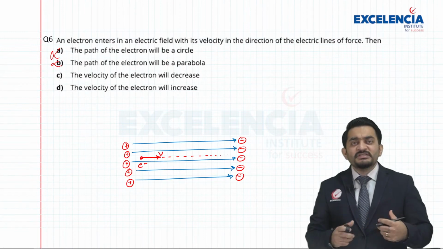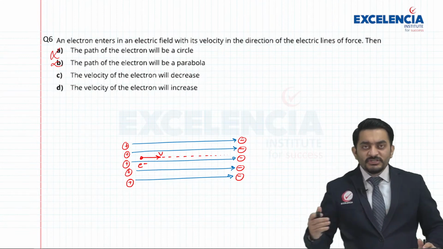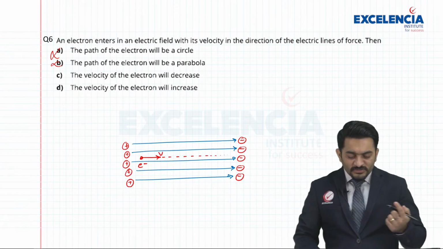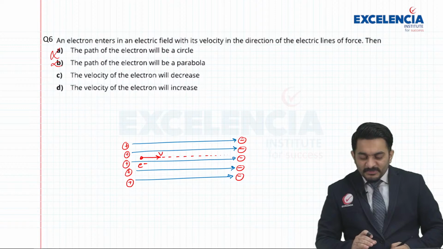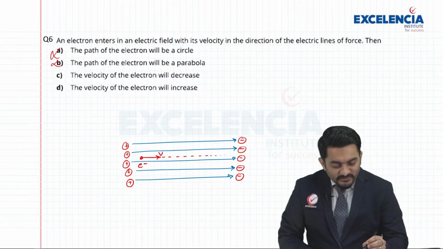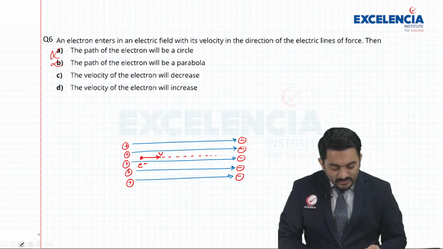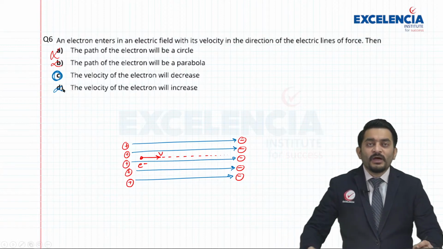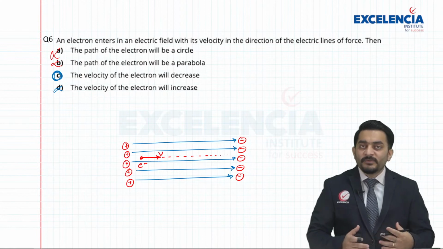Whatever changes are going to happen, they are going to happen according to the translatory motion. So whatever changes you comment on, you are going to comment on the linear motion of that particular electron. So in option C and D, if we have to choose one, we will say the velocity of the electron will decrease. So I am going to go with this option which looks correct to me. Again, a concept of electric field, and we are able to solve this particular question by that concept.